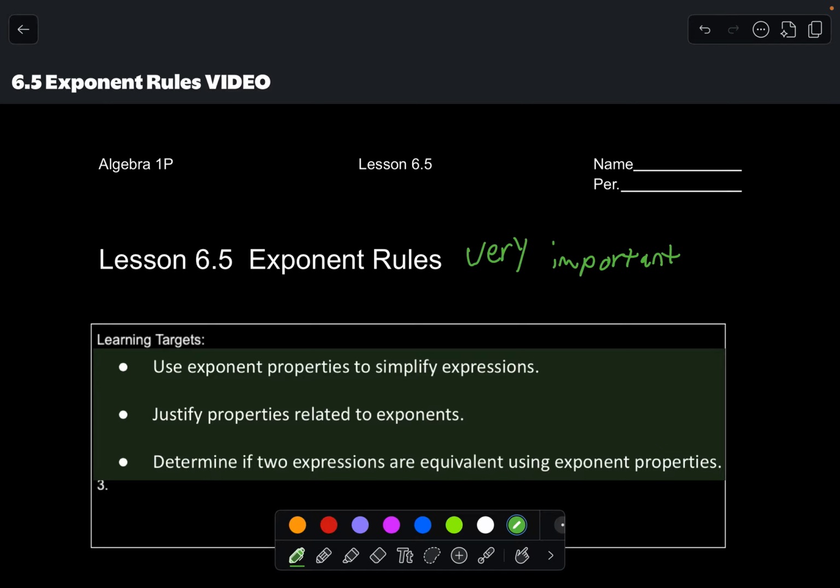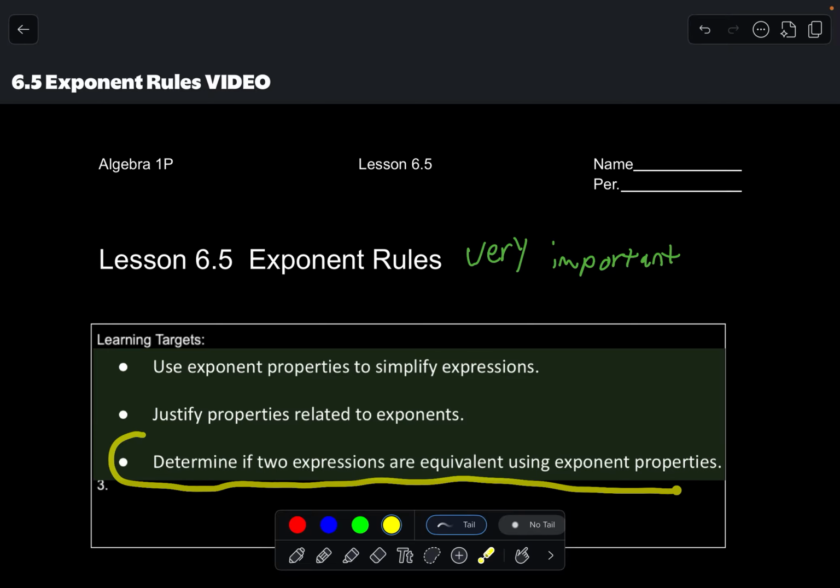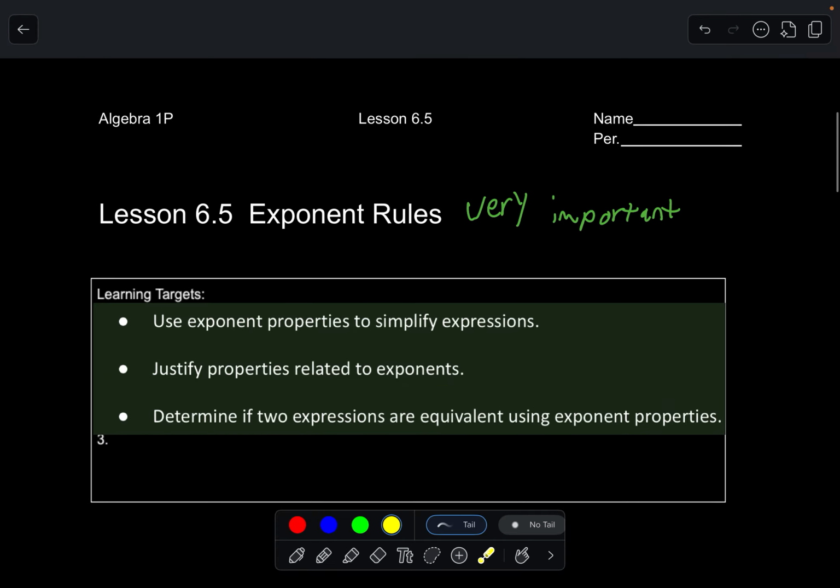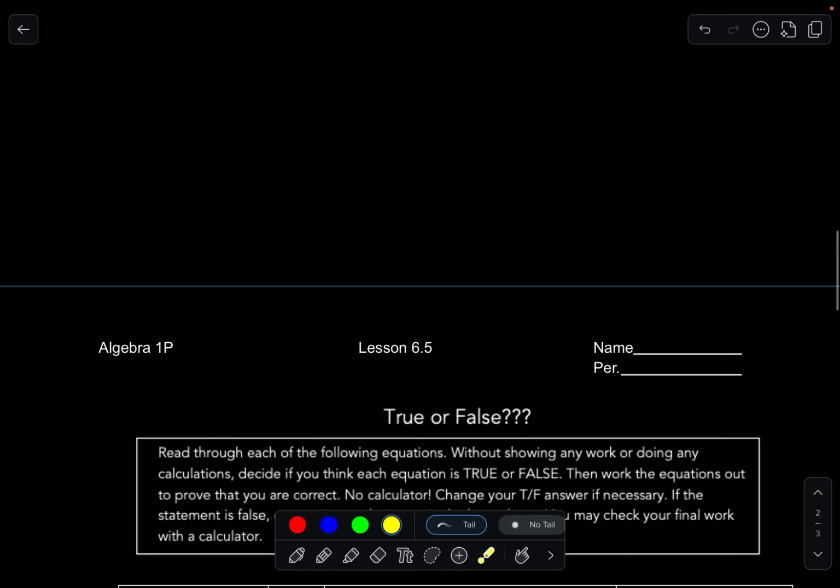That's the first learning target right here. We are going to justify properties related to exponents. And we're going to determine if two expressions are equivalent using exponent properties. So here we go.